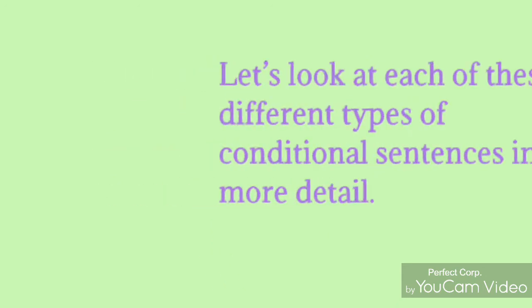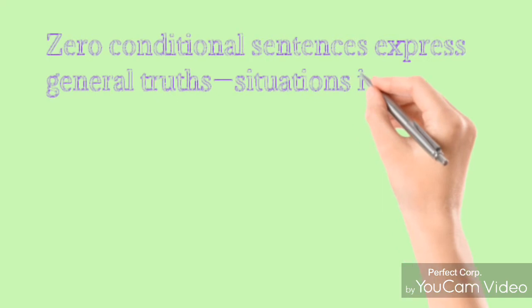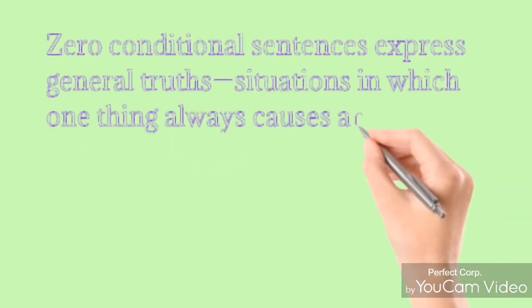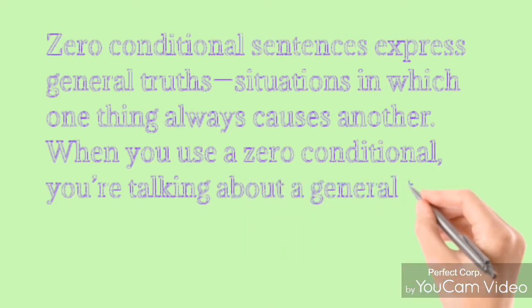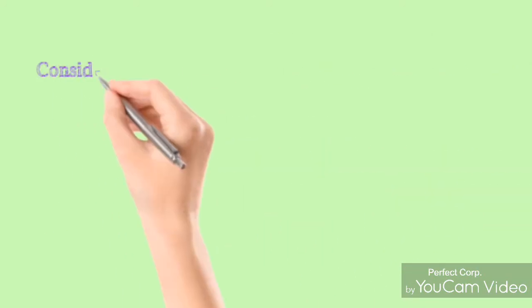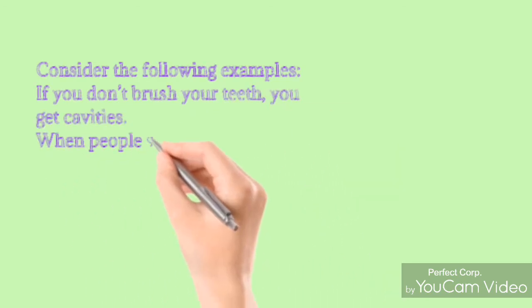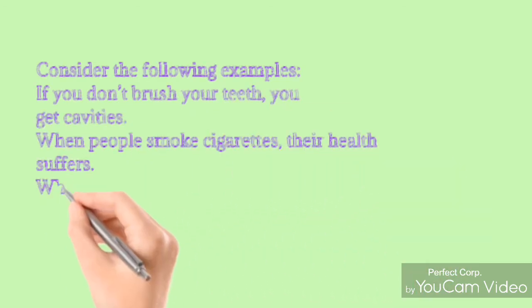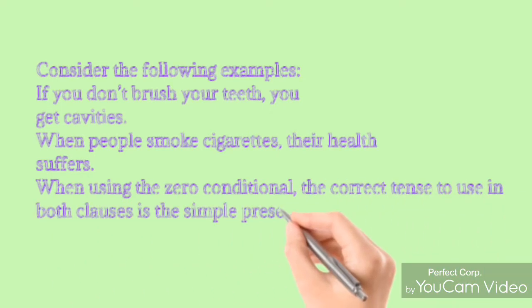Zero conditional sentences express general truths, situations in which one thing always causes another. When you use a zero conditional, you're talking about a general truth. Consider the following examples. If you don't brush your teeth, you get cavities. When people smoke cigarettes, their health suffers. When using the zero conditional, the correct tense to use in both clauses is the simple present tense.